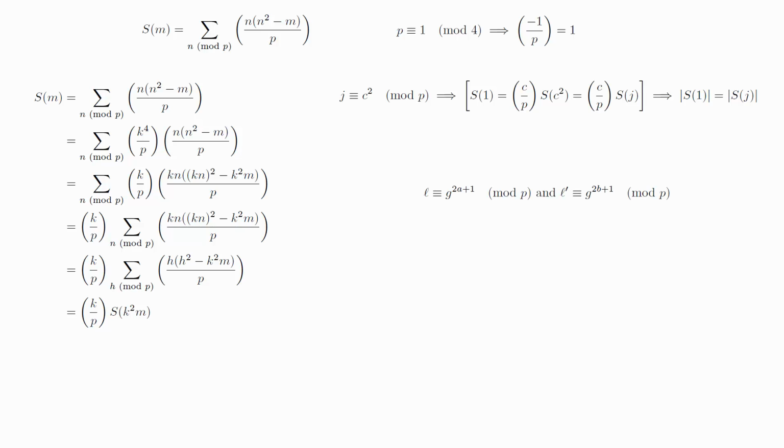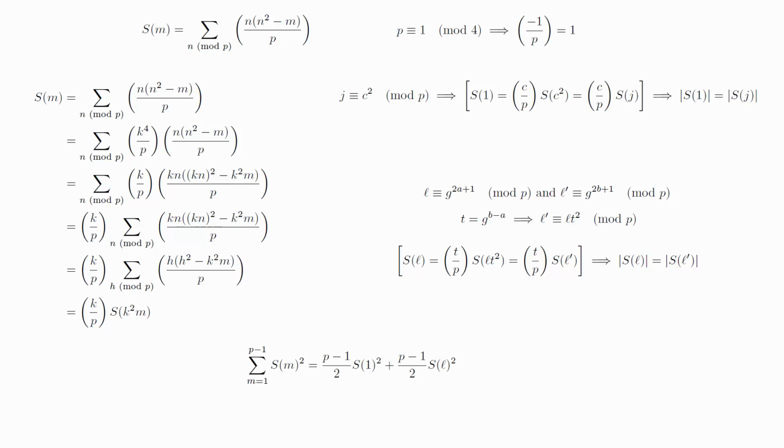If g is a primitive root modulo p, then we must have that L and L prime are odd powers of g. Without loss of generality, we will assume that b is greater than or equal to a. Then we can let t equal g to the b minus a so that L prime is congruent to L t squared modulo p. We can apply the functional equation again to see that the absolute value of s of L is equal to the absolute value of s of L prime. What these two calculations show is that the size of s of m is only dependent upon whether m is a quadratic residue or non-residue modulo p. Therefore, since we know that there are p minus 1 over 2 quadratic residues and p minus 1 over 2 quadratic non-residues, we must have this equation.